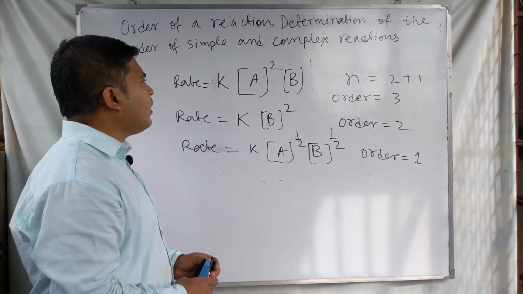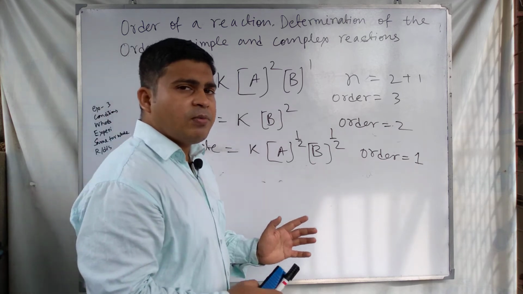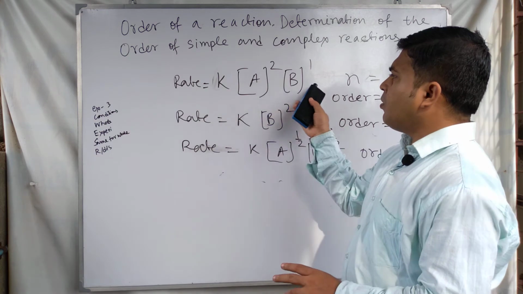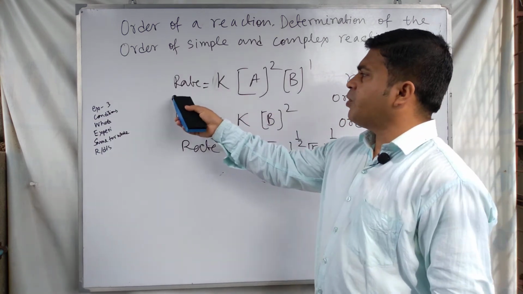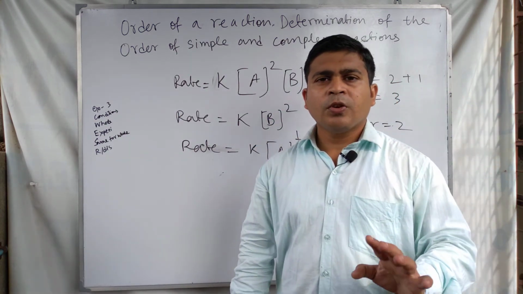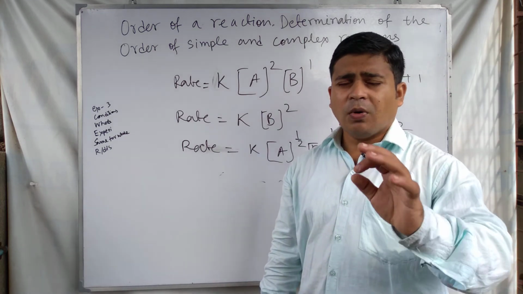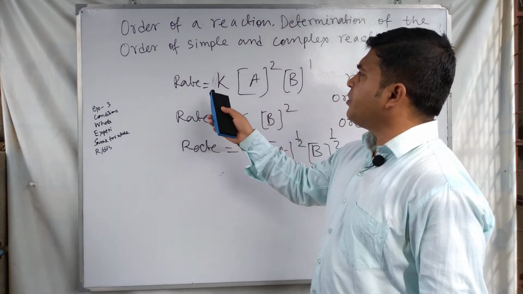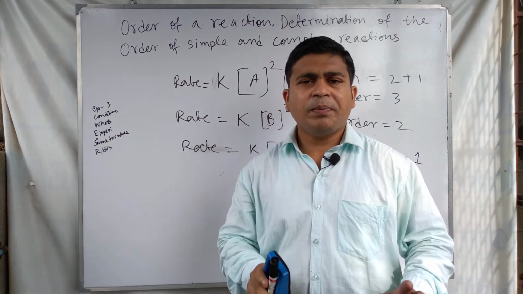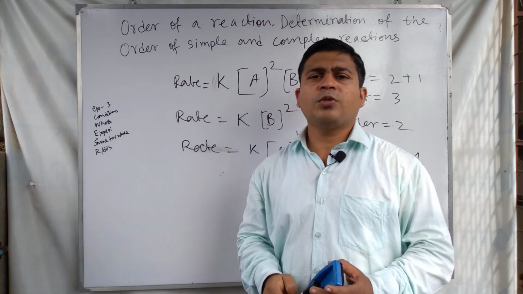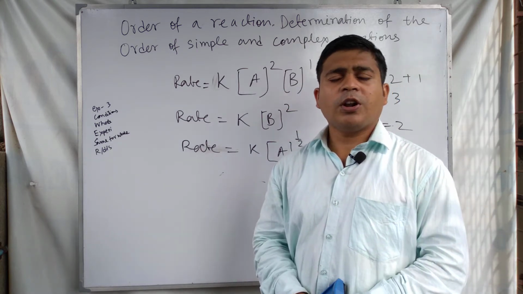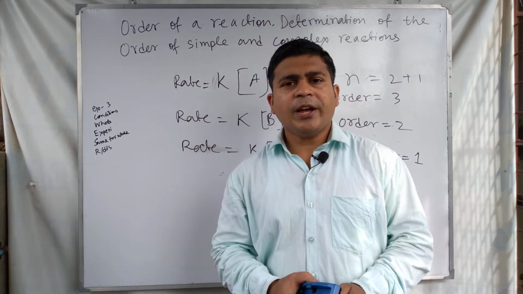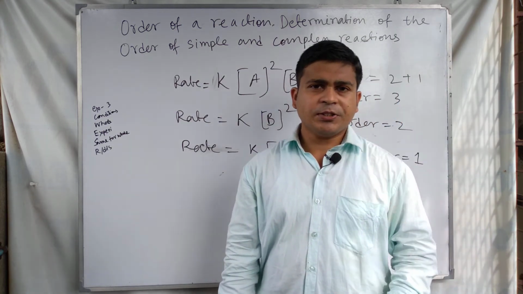The order of a chemical reaction is an experimental finding. You cannot determine it theoretically. This rate equation cannot be determined theoretically; it can be determined only experimentally. For this reason, the order is an experimental finding only. Order is not any theoretical finding.